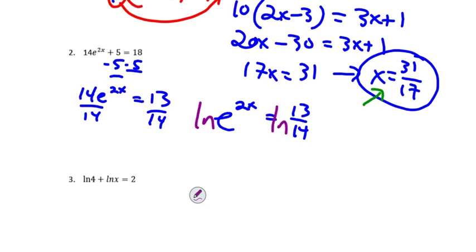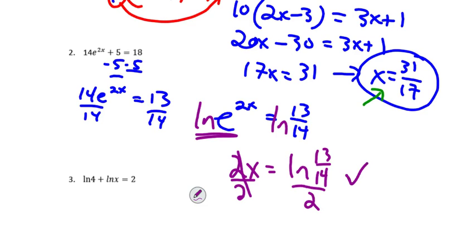So the property here is that the bases line up for that expression. That means the natural log of e to the 2x is going to just be 2x. And that's equal to the natural log of 13/14. And then I can divide by 2. If you gave me this as your answer, that would be correct. Or you plug it into your calculator, and you get negative 0.03.